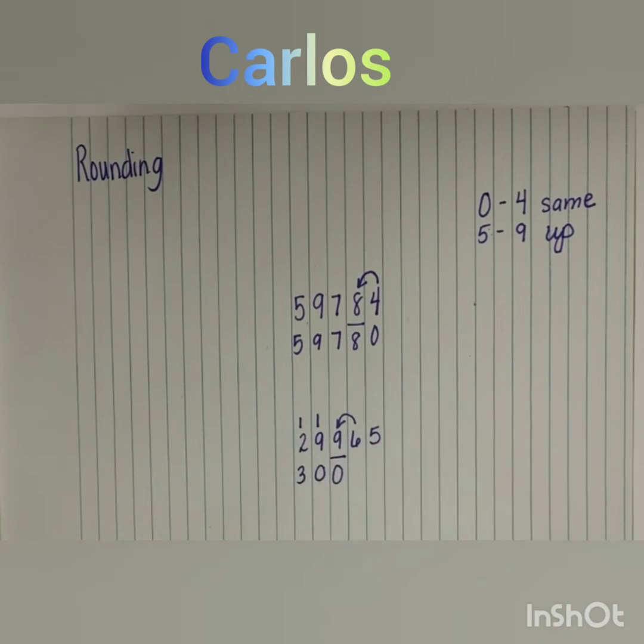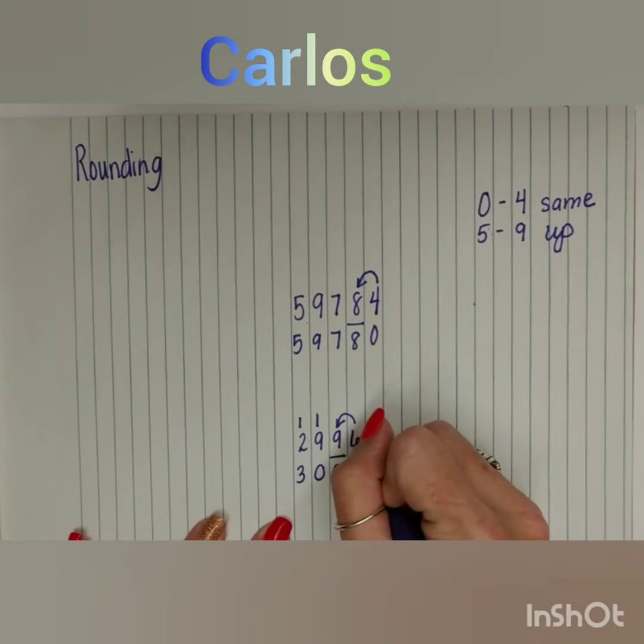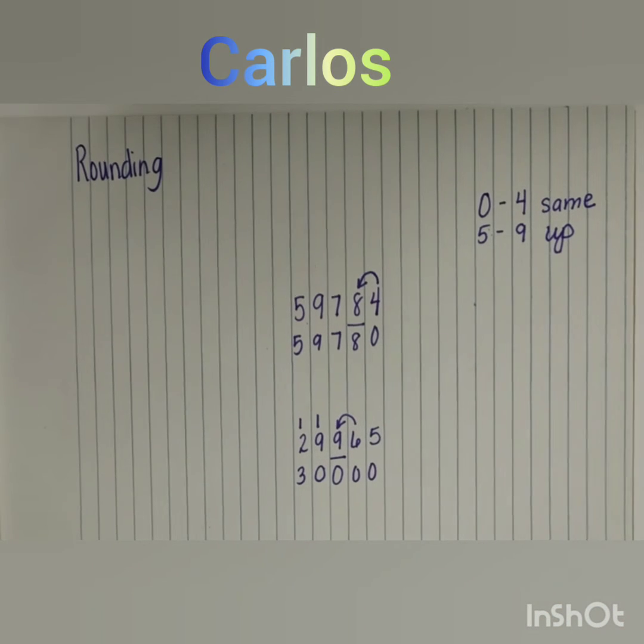Very good. So you've taken care of all the neighbors to the left. What happens to my neighbors to the right? They turn to 0. 30,000. Yep, 30,000. That's what that number would be.